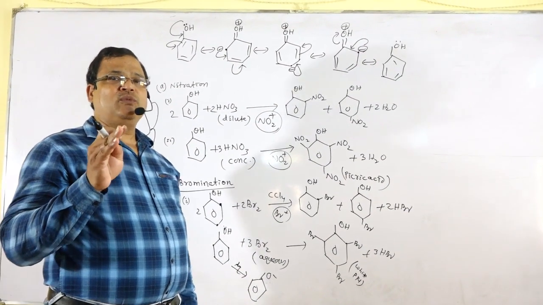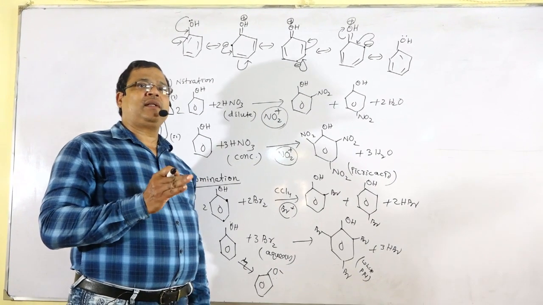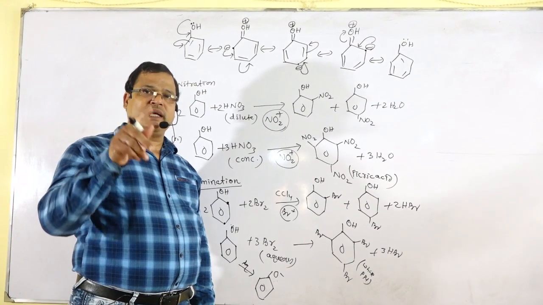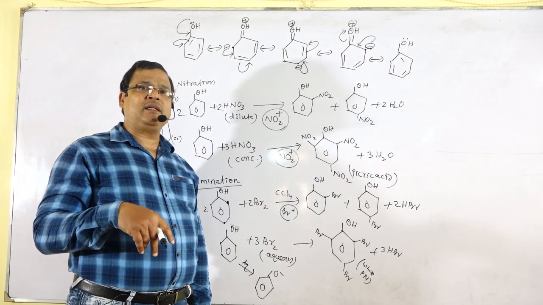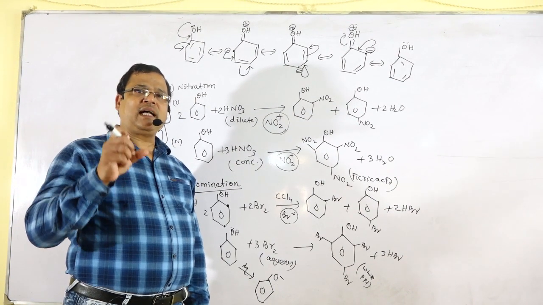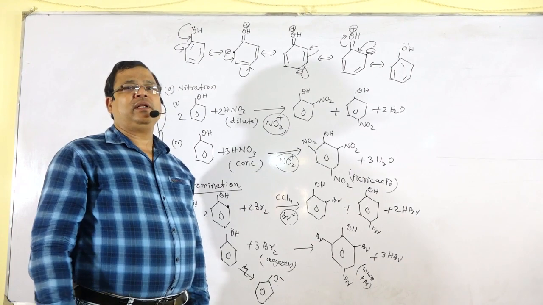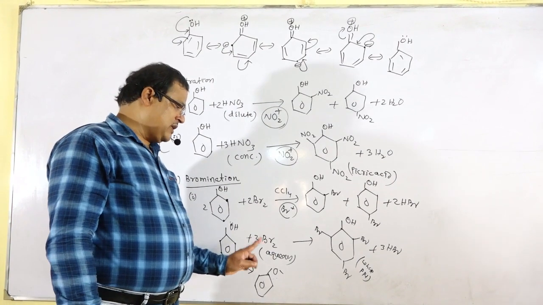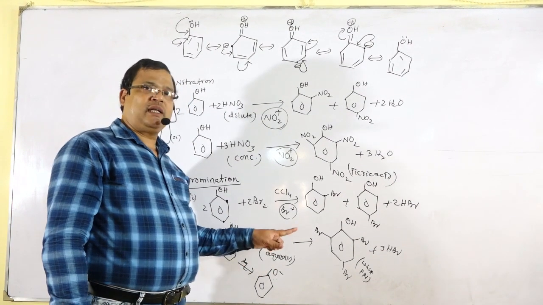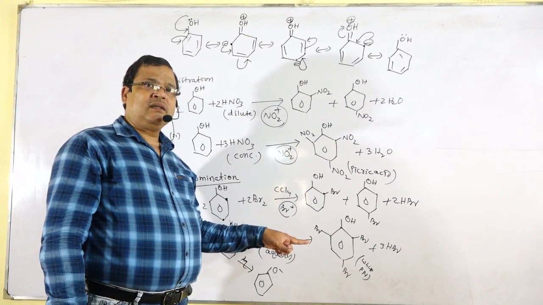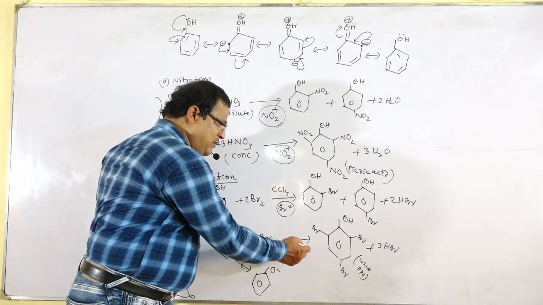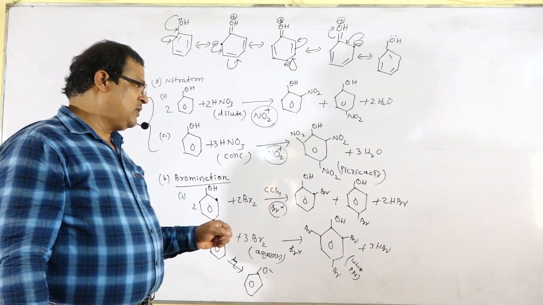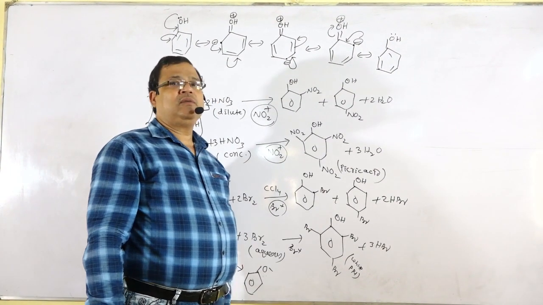Phenoxide ion has a more stable resonating structure as compared to phenol, because in phenoxide ion there is no charge separation, only a negative charge that remains over the more electronegative element. Therefore, phenoxide ion has more directing power as compared to phenol. It directs the electrophile Br plus to enter at all the ortho and para positions. Therefore, there is the formation of 2,4,6-tribromophenol.